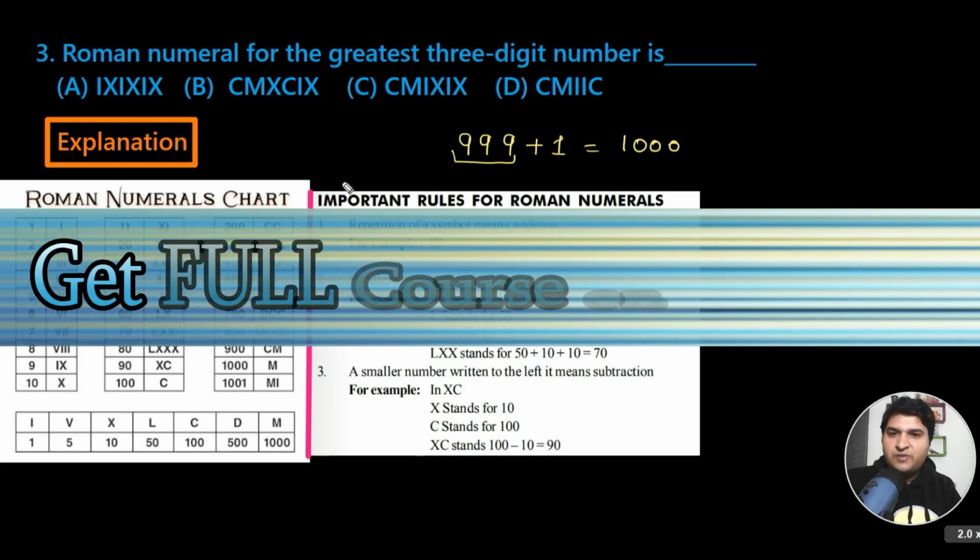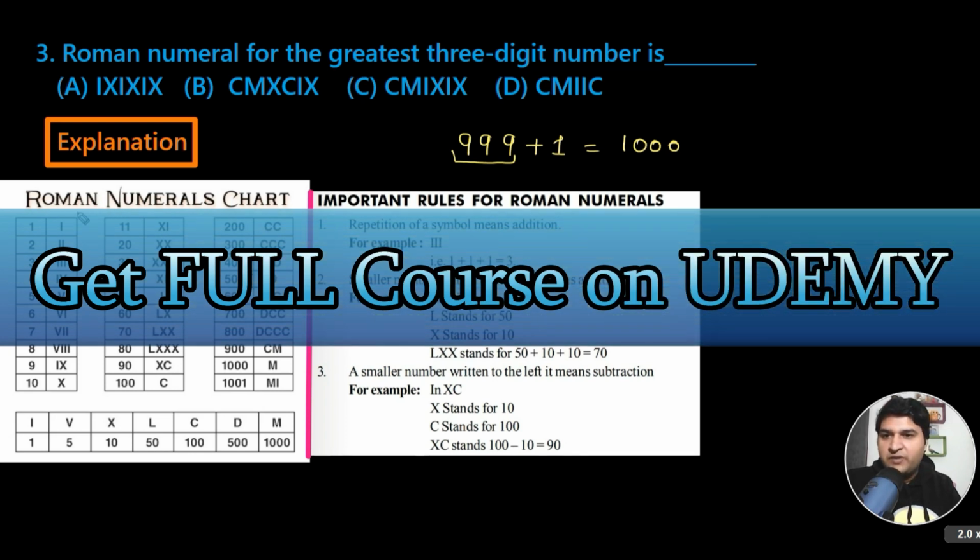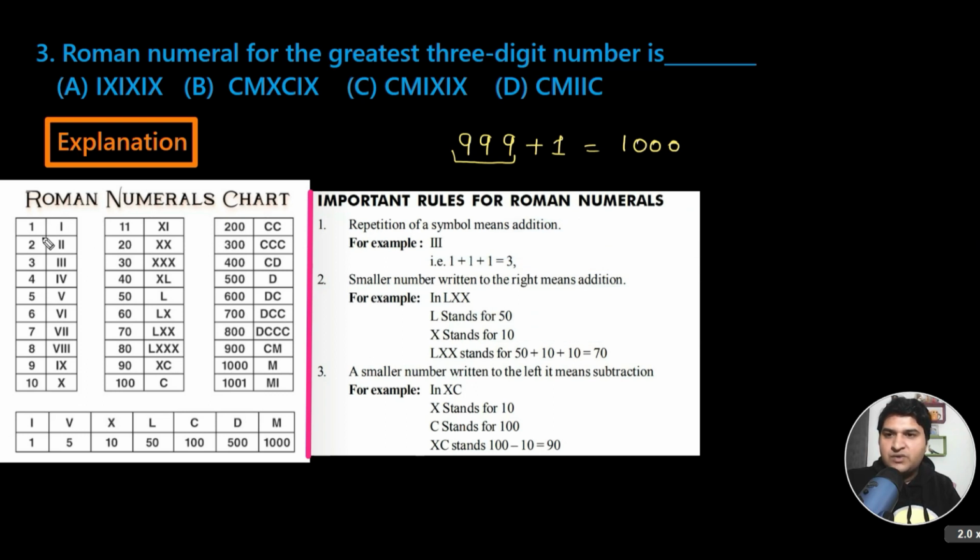So before solving this problem, you must know about the Roman numeral chart, which basically represents how to convert your numbers in the form of Roman numerals. As you can see, we have represented the numbers 1 to 10, 11 to 100, and 200, 300, 400, 500, up to 1001.